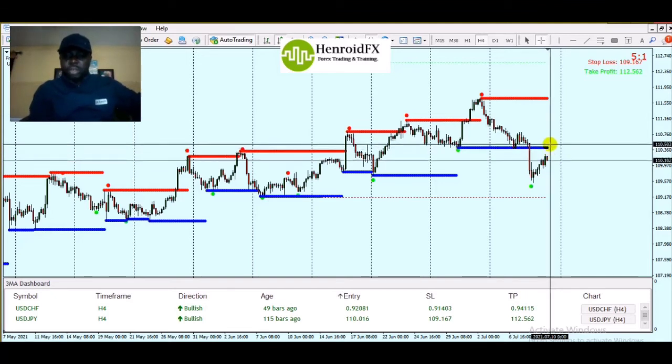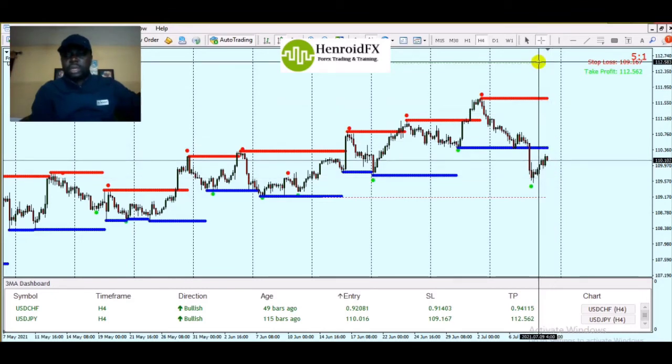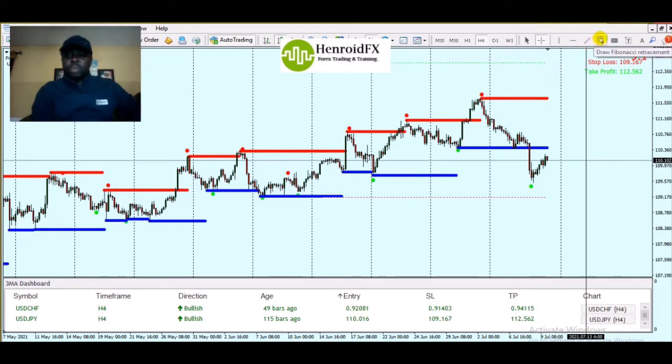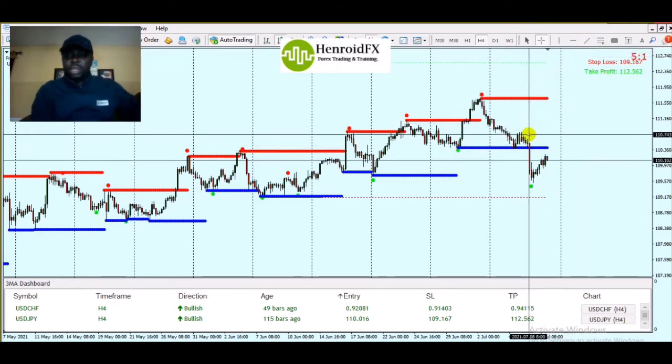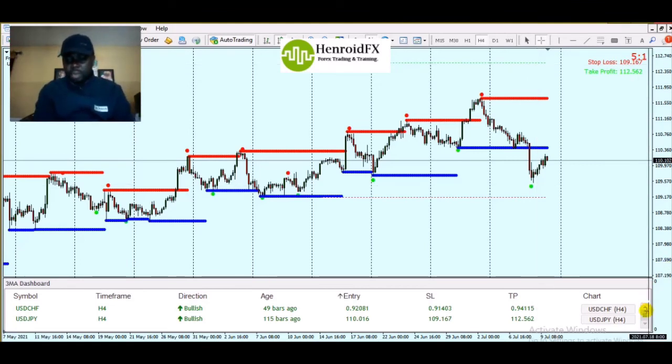You place your buy stop around just above this region of the supports around here, then place your stop loss just on the bottom, and then you take your take profit here. You can use a Fibonacci from the point of your entry around here to this point, and you put your take profit 1 at 0.2, take profit 2 at 0.5, take profit 3 at 0.8 or 0.7, whichever one. That's how I think you can go about that trade and make your money.